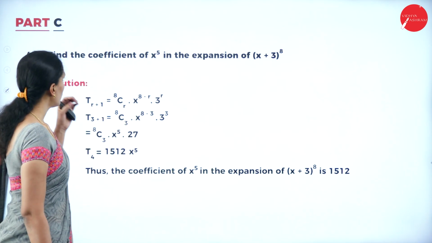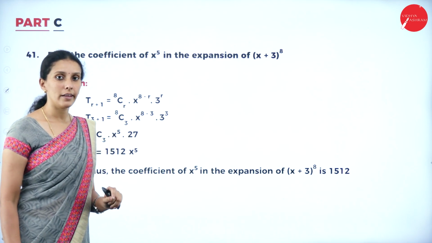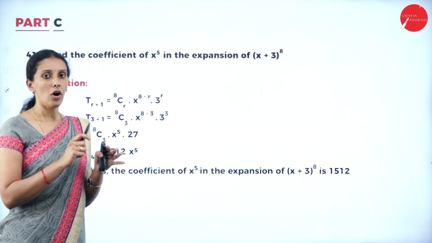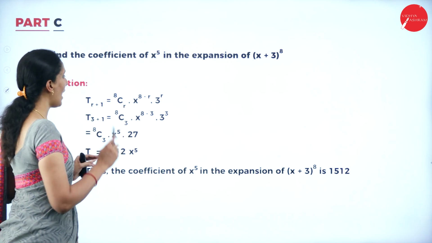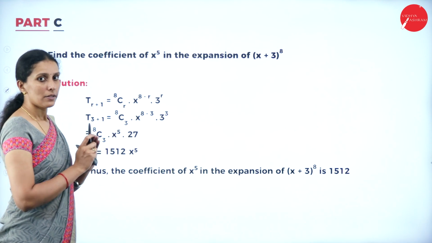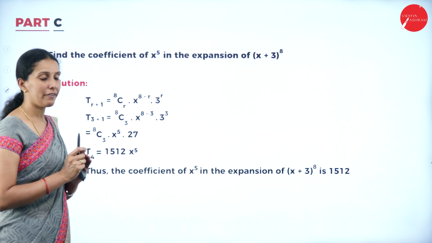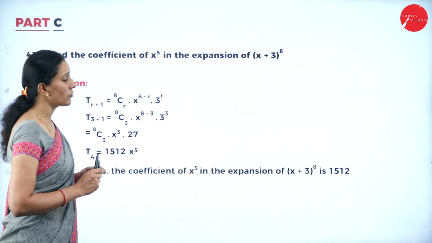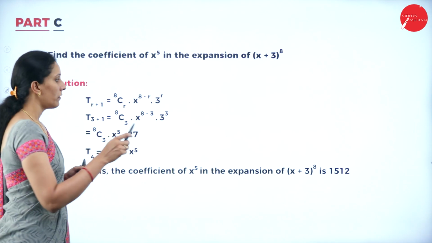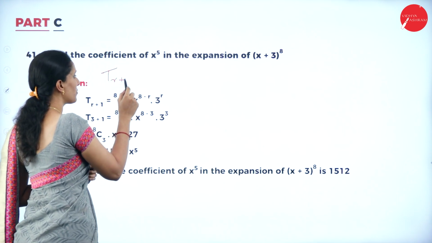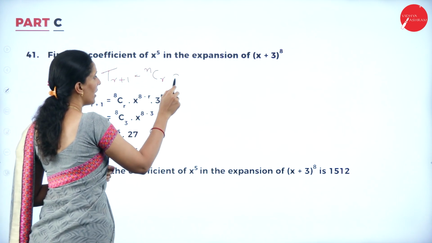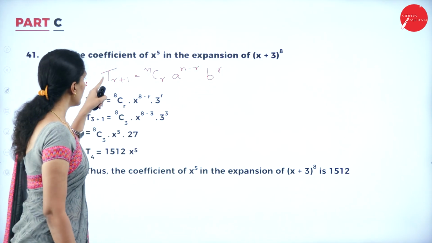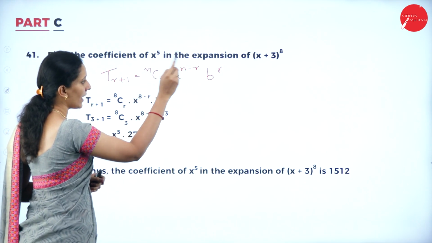Next one. I said one question from the chapter binomial theorem. They may ask you to find the middle term, general term, coefficient or term independent of x. All of them have the same formula with the last step slightly varying. For this question, find the coefficient of x power 5 in the expansion of x plus 3 whole power 8. We know the formula T r plus 1 is equal to nCr a to the power n minus r b to the power r. Here, the value of n is 8.